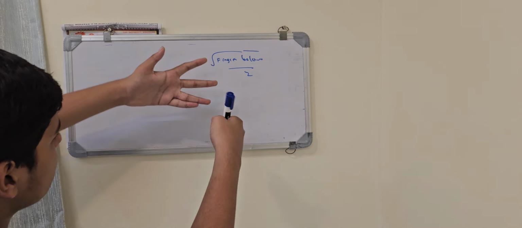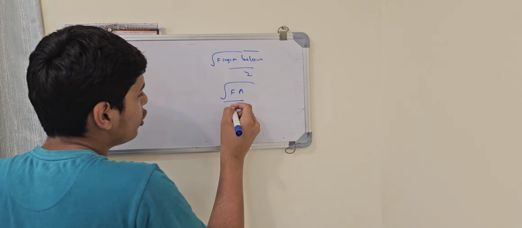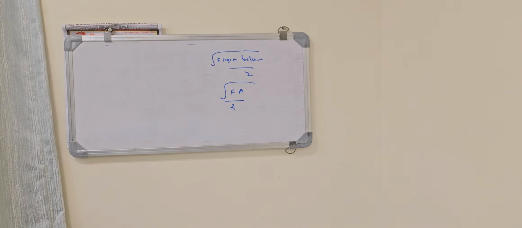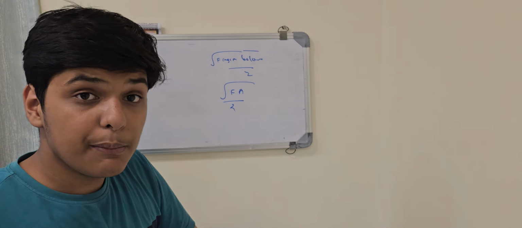When we talk about sin theta, cos theta will be above. That will be root of fingers above by 2. So these are some of the tips and tricks. I had learned it, but I say just memorize it. It will be quicker.